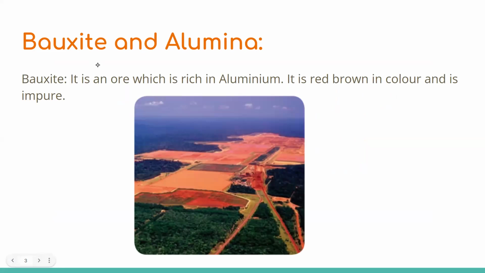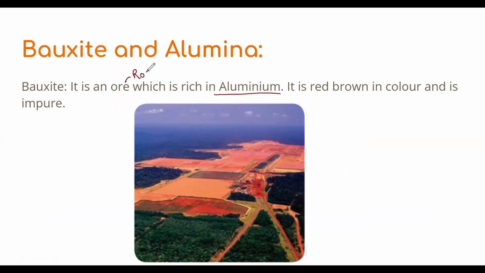It is an ore which is rich in aluminium. Do we know what ores are? Ores are the rocks which are rich in metals. Now, bauxite is that ore which is really rich in aluminium, means we can derive aluminium in a very good amount from it. What is its color?